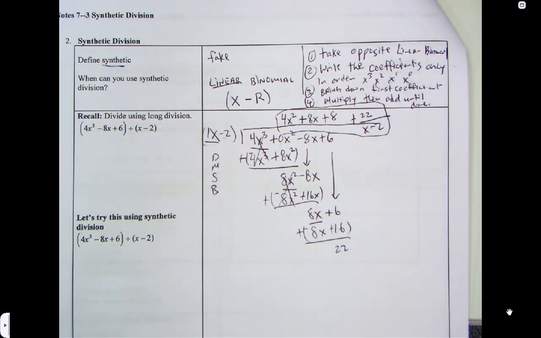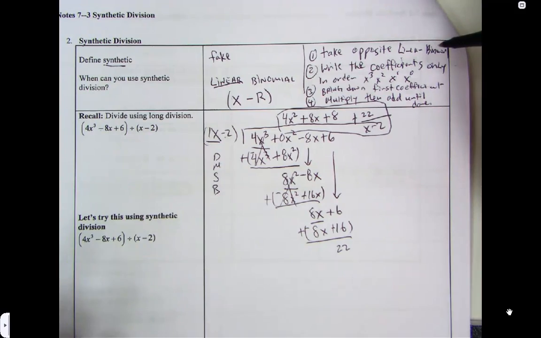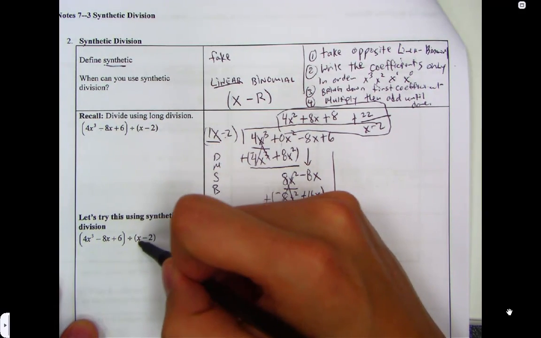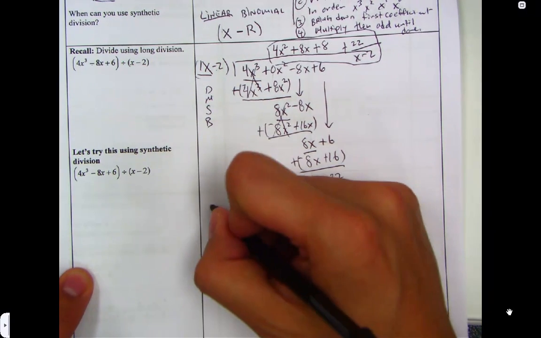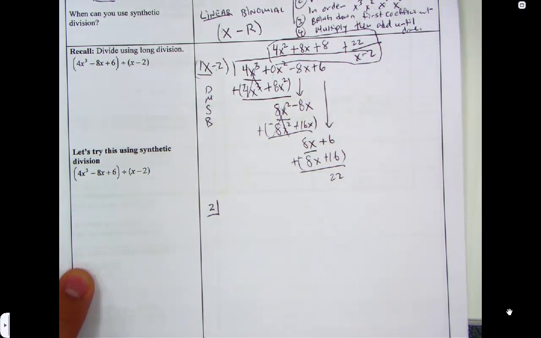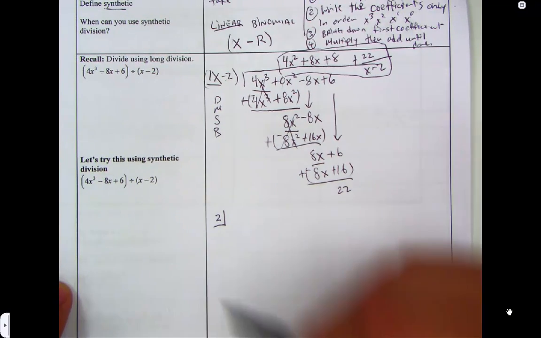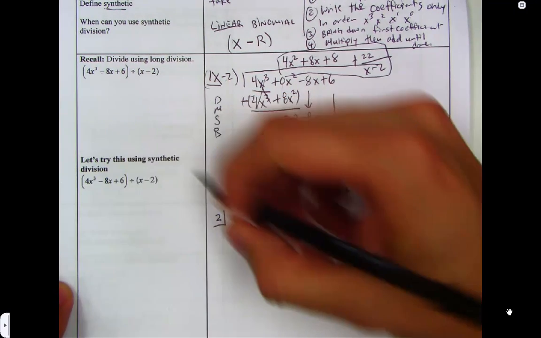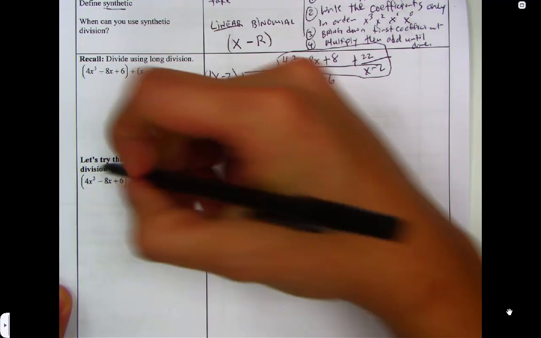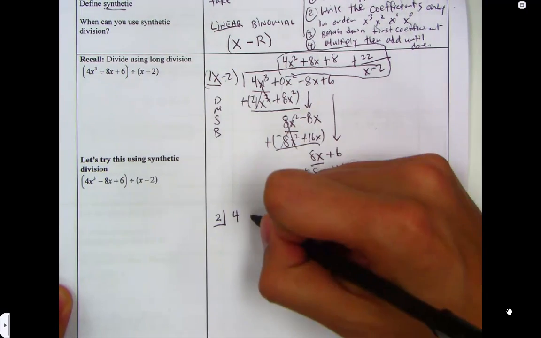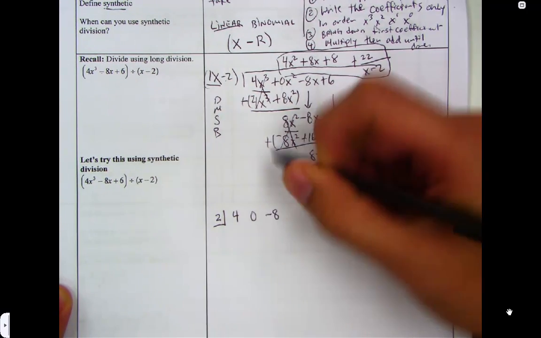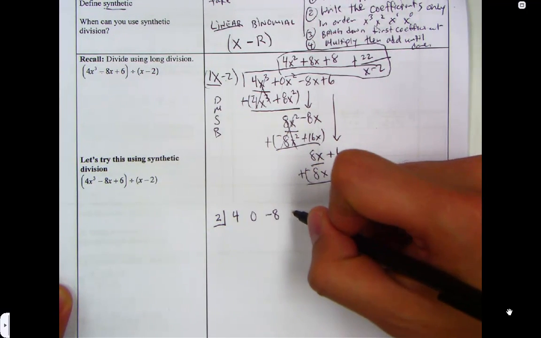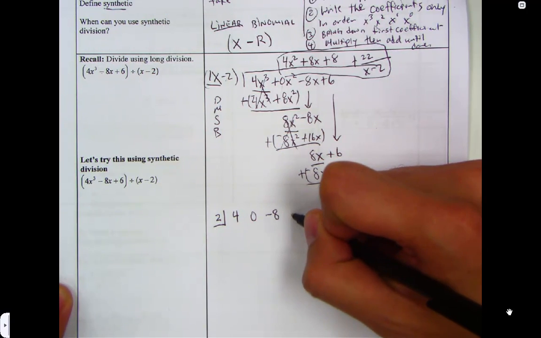Okay, so let's see how this works. First step, take the opposite of the linear binomial. So I'm dividing by a linear binomial, so I can use synthetic division. So we're going to write a 2, and we're going to put it in this box right there. Then we're going to write all the coefficients in order. The coefficient for x cubed is 4. The coefficient for x squared is 0. The coefficient for x is negative 8. And the coefficient for the x to 0 is 6.